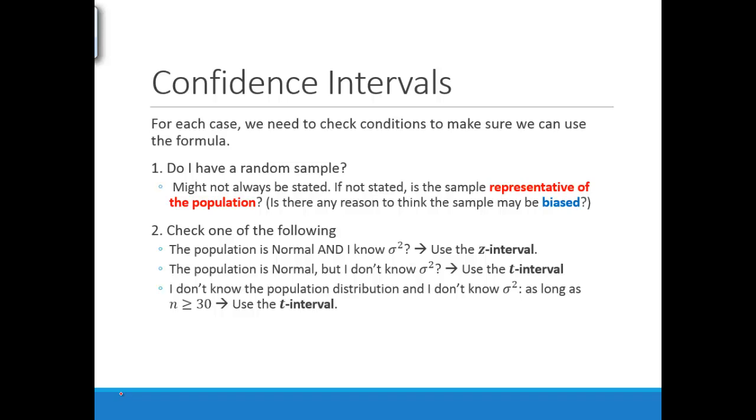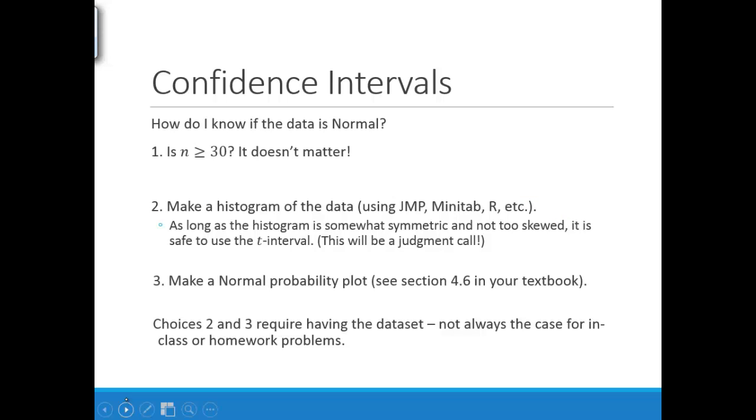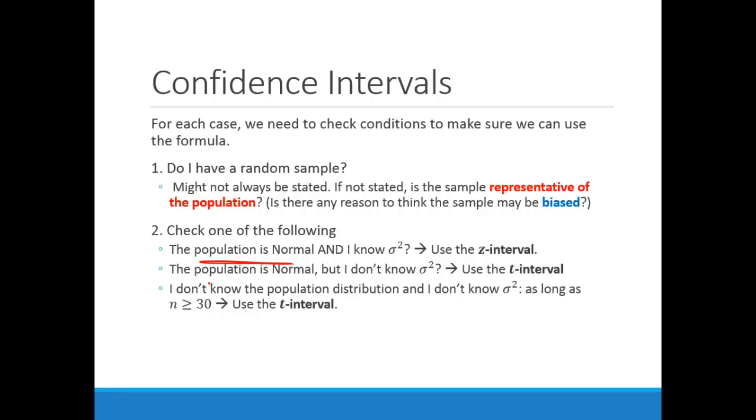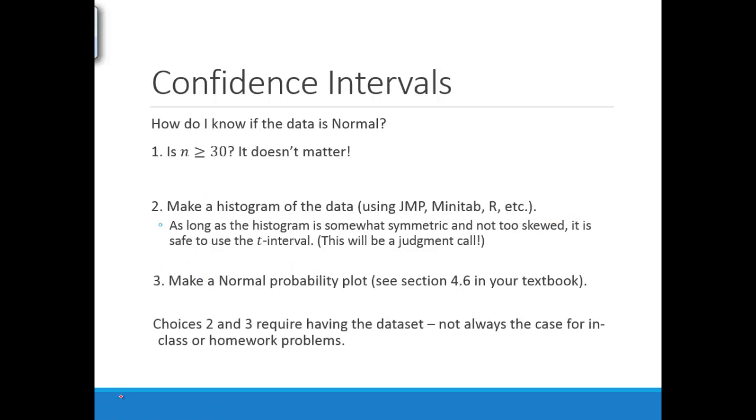Okay, so one more thing you might be wondering is how do you know if the population or if the data comes from a normal distribution? Looking back at this slide, we're looking at the population distribution. How do you know what that is if it's not stated? If your sample size is bigger than 30, it doesn't matter. You can use this confidence interval regardless in that case.